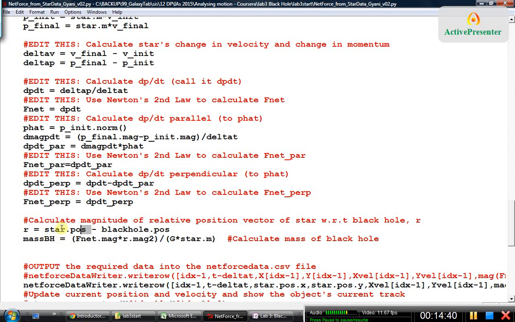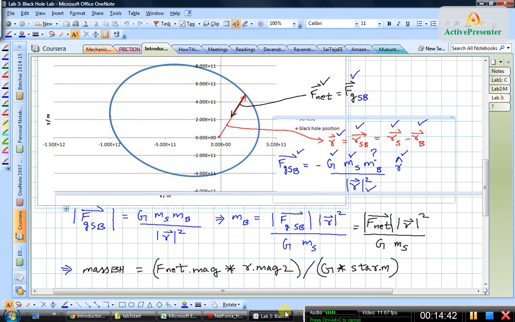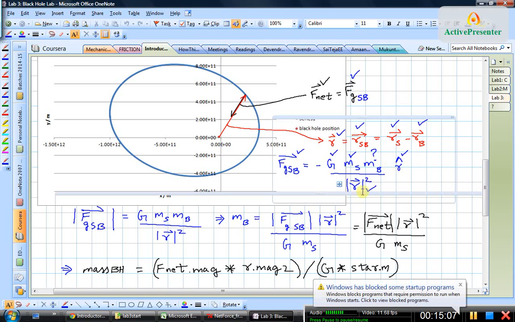And so, by Newton's law of gravitation, we get that the gravitational force exerted by the black hole on the star is minus universal gravitational constant G multiplied with mass of the star multiplied with mass of the black hole, divided by the magnitude of the relative position of the star with respect to the black hole squared, and in the direction of the unit vector of this relative position vector.